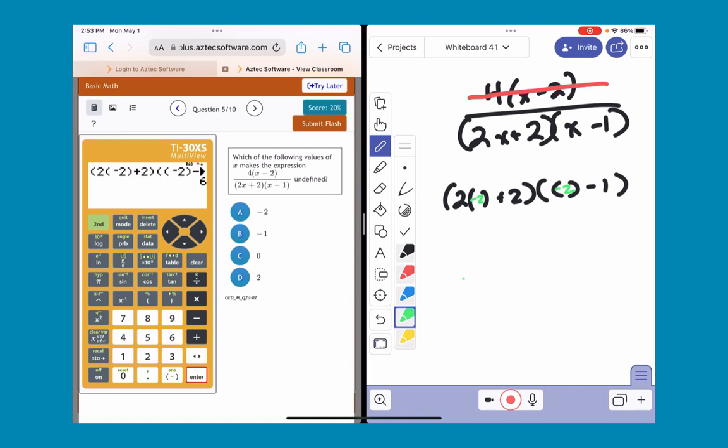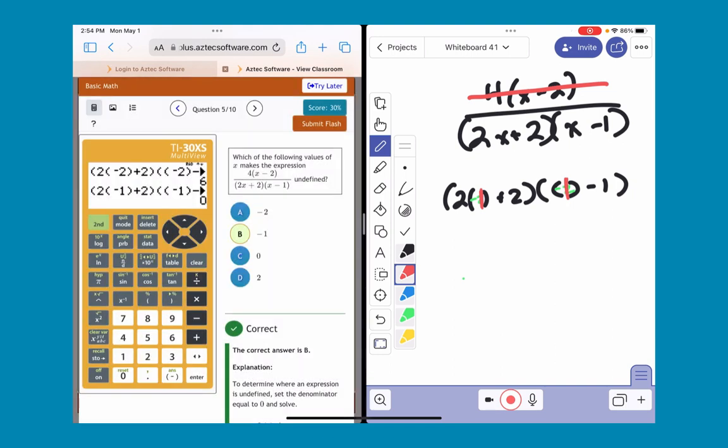So now we're going to do the same thing, but we're going to try the -1 value. So instead of having a -2 there, we'd have a -1 there. And we're going to type that in our calculator. And it gives us a 0. So we've discovered our answer already.